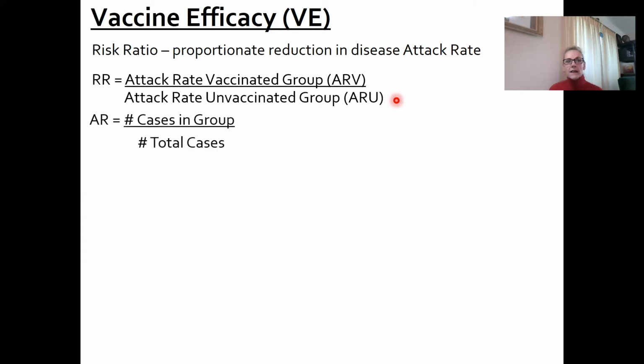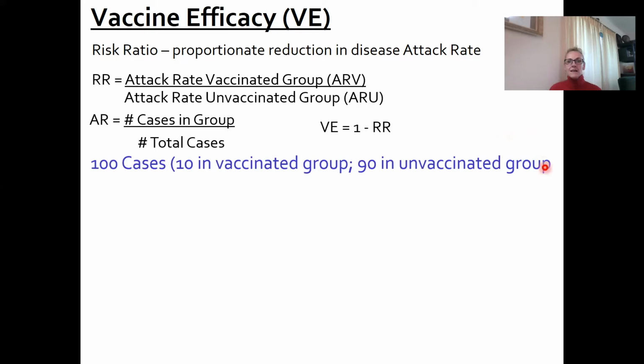And so how do you calculate attack rate? Well, that's the number of cases in the group, so whether it be the vaccinated or unvaccinated group, over the total number of cases. And then the vaccine efficacy is 1 minus the risk ratio. And it's actually presented as a percentage, so 100 minus whatever the other percentage would be. So let me give you an example. So let's say we have a vaccine and we've vaccinated a group of individuals, and importantly, the number of people vaccinated has to equal or approximately equal the number of individuals who were unvaccinated to make this calculation efficiently.